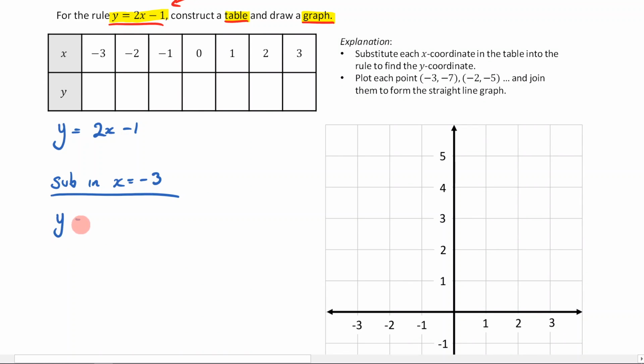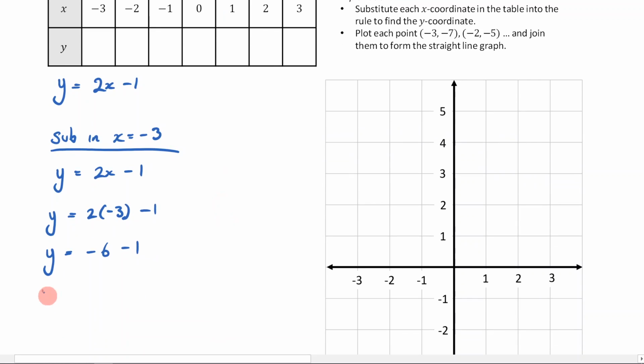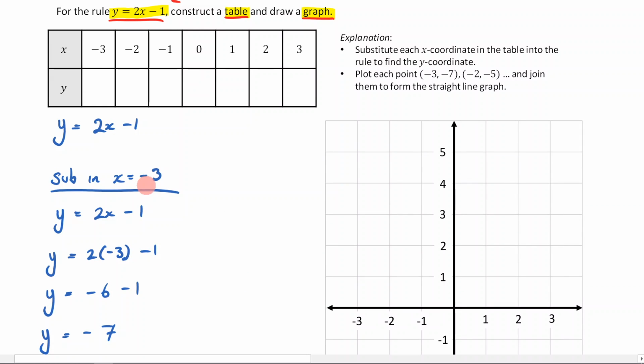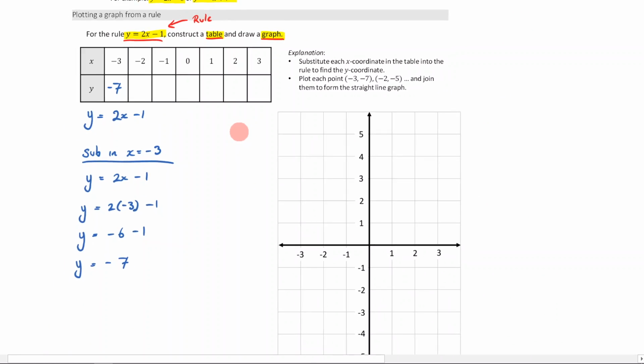We start off by writing down our rule, y is equal to 2x minus 1, and then you sub in negative 3 into the x spot. Y is equal to 2, I put a negative 3 in there, minus 1. Remember, these are timesing together. 2 times negative 3 is negative 6. Then you subtract 1 from that, which is going to leave us with y is equal to negative 7. So that means when x is equal to negative 3, y is equal to negative 7. And then you just keep repeating this process for all the values here.